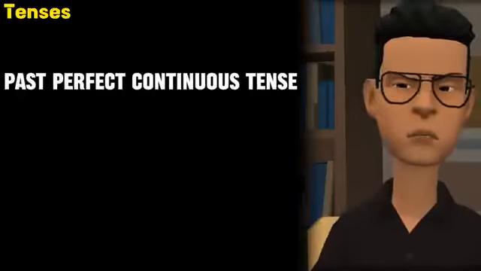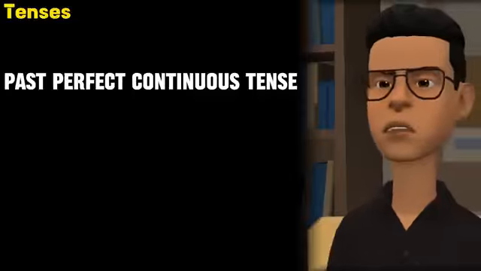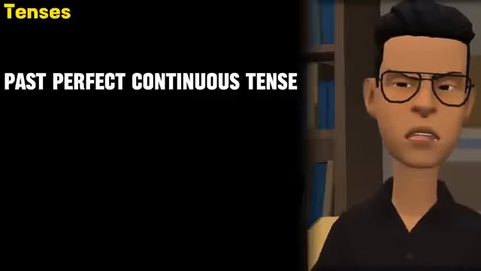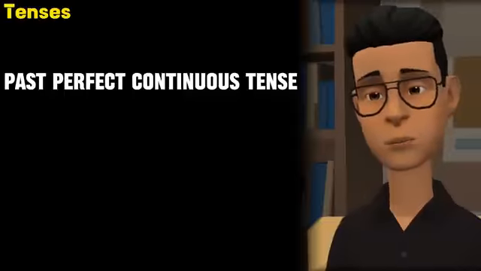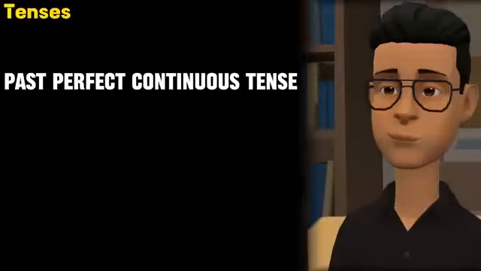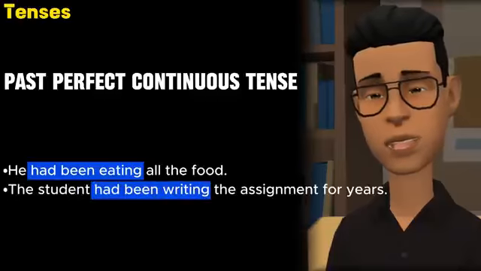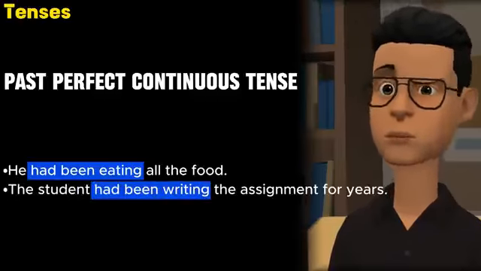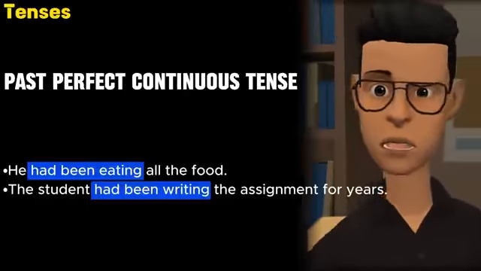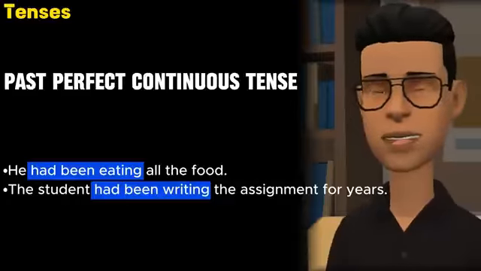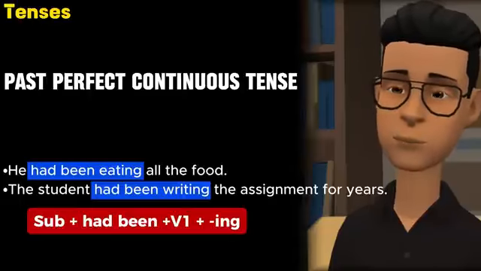If past perfect is when something was completed in the past, and past continuous is when something was happening in the past, then what is past perfect continuous? It is when the action was started in the past and continued for some time. For example, he had been eating all the food. The student had been writing the assignment for years. You see, here, after the subject, had been is used, and then verb plus ing. So, in past perfect continuous tense, it is subject, then had been, then verb plus ing.